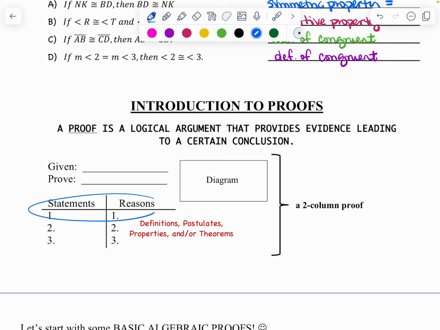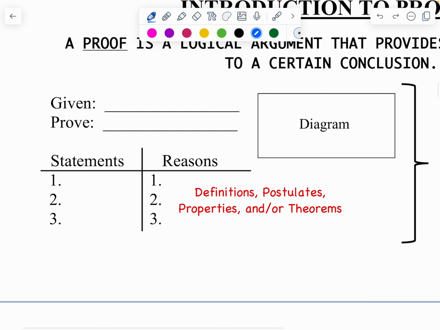So it's called a 2-column proof clearly because there's 2 columns, right? The first column is your statements column, and then the second column is your reasons column. This is where you're going to be justifying everything. So notice I wrote right here, right? The only thing you're ever allowed to put in the reasons column is definitions, postulates, properties, and theorems that we've learned, right? And that's it, right?